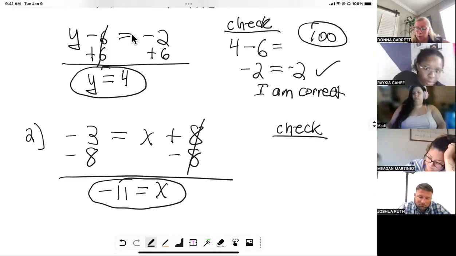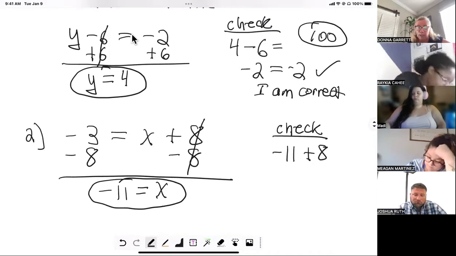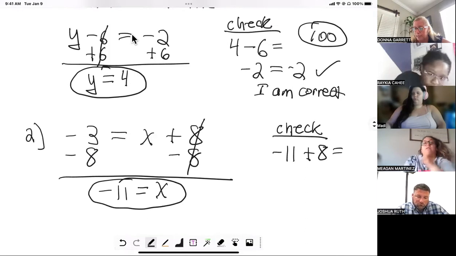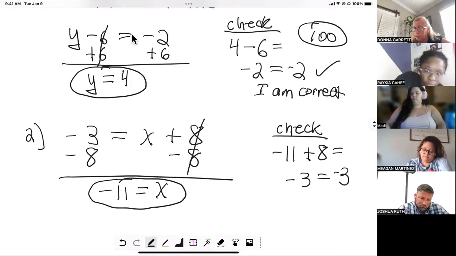So now I'm going to go to the right side. -11 plus 8. I took the x out and put -11 in. Hopefully I get -3. Let's see. 11 minus 8 is 3, and 11 is negative. Yes, -3 is equal to -3. So I know I got it right.